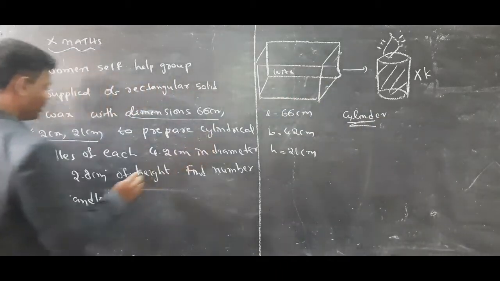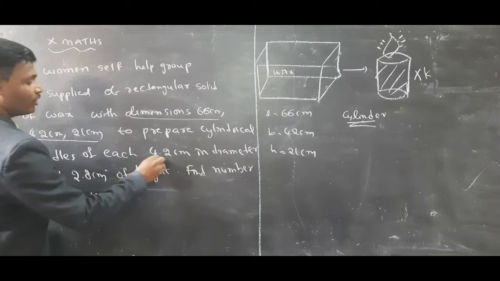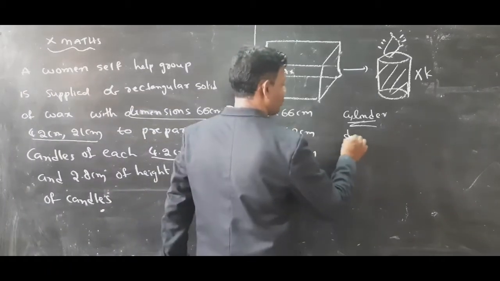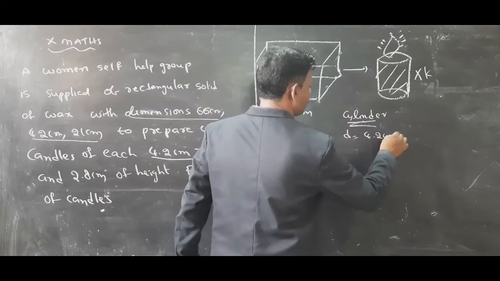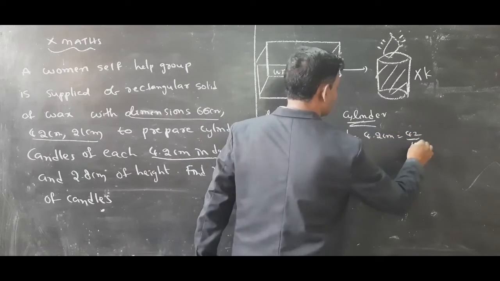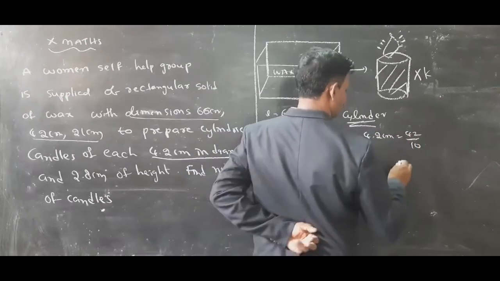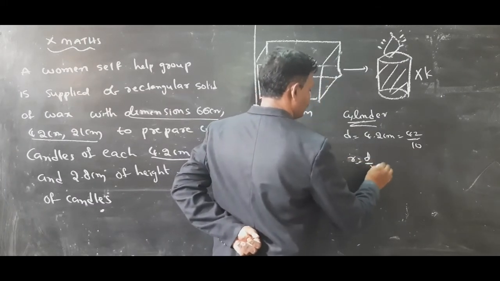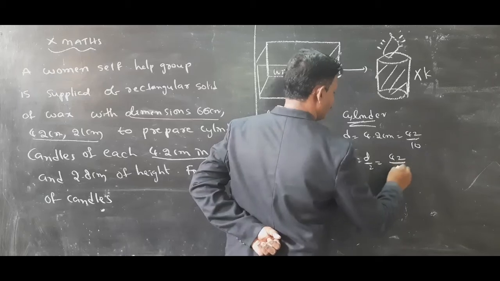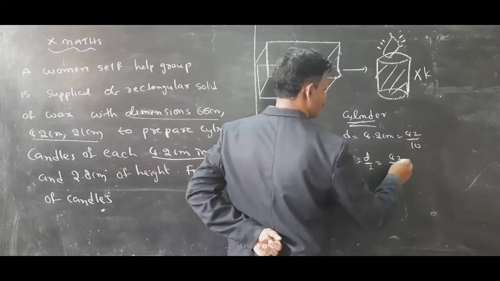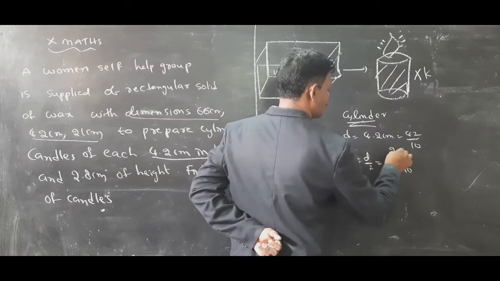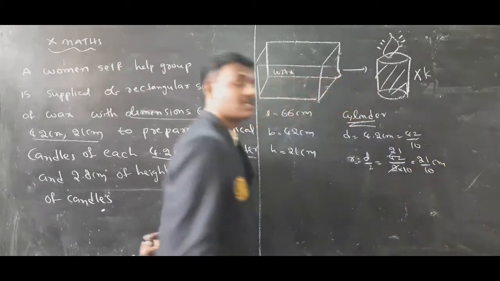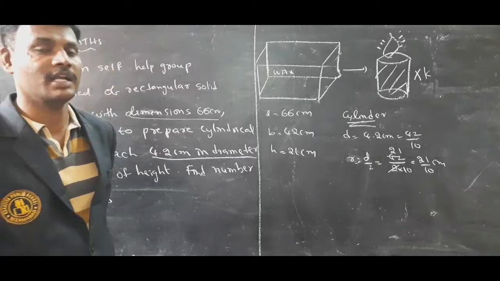Each is prepared with 4.2 centimeters in diameter. What is the diameter of the cylinder? 4.2 centimeters. 4.2 we can write as 42 by 10. So R is equal to D by 2, is equal to 42 by 2 into 10. In calculation, 2 twos are 4, 2 ones are 2. It is 21 by 10 centimeters. Radius of the cylinder is 21 by 10 centimeters.